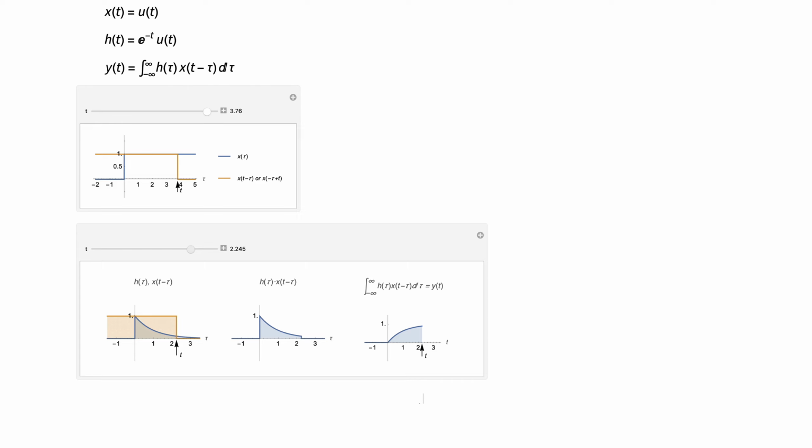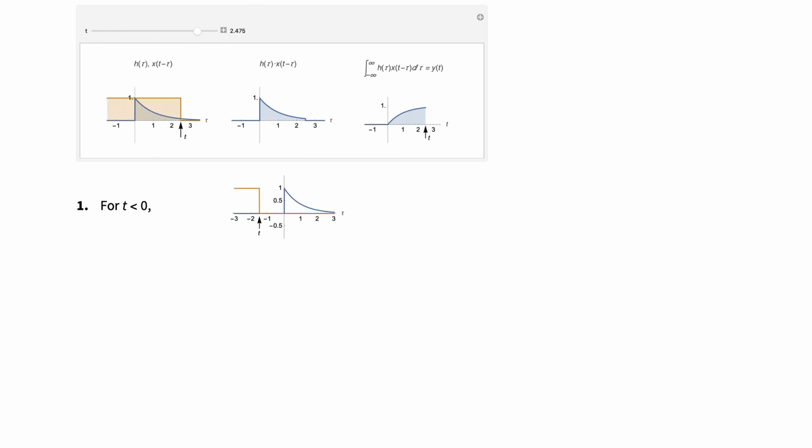So to apply this flip and slide method, we need to consider these two subregions separately: t less than 0 and t greater than or equal to 0. When t is less than 0, we have no overlap, the product is 0, and y of t is simply 0. For positive values of t, the integral of the product can be expressed as shown here. The integral is taken from 0 to the point t, and the result gives us y of t.